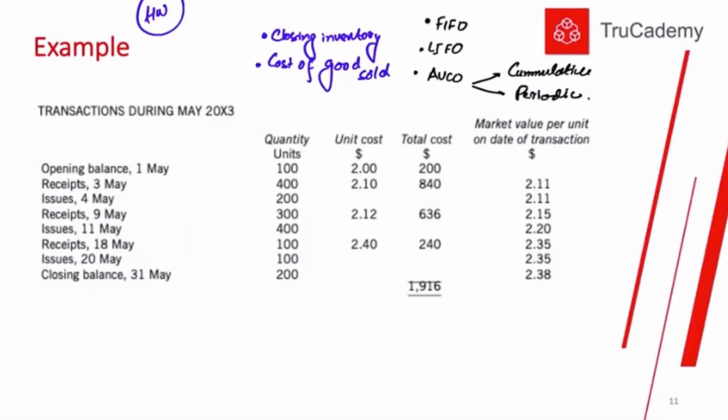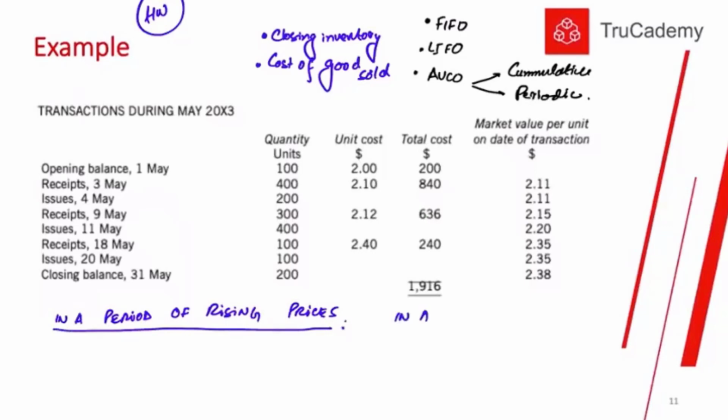And after that, we will be discussing a little bit about the reconciliation. What will be happening in a period of rising prices, and what will be happening in a period of falling prices. So when you are solving this and calculating closing inventory and cost of goods sold under each of the methods, automatically you will be getting the answers. You will see how rising prices and falling prices affect each method.